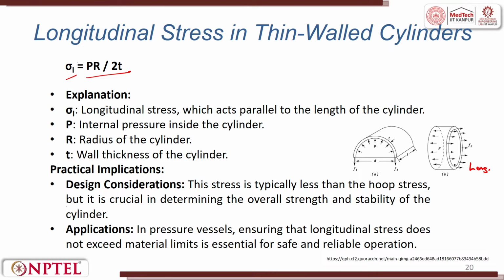The derivations of these were discussed by Professor Ram Kumar already. Longitudinal stress acts parallel to the length of the cylinder, where internal pressure inside the cylinder is P, R is radius of cylinder, t is wall thickness. Practical implications were also discussed: this stress is typically less than the hoop stress, but it is crucial in determining the overall strength and stability of the cylinder. Applications were given in systems such as pressure vessels, ensuring that longitudinal stress does not exceed material limits. This is essential for safe and reliable operation.